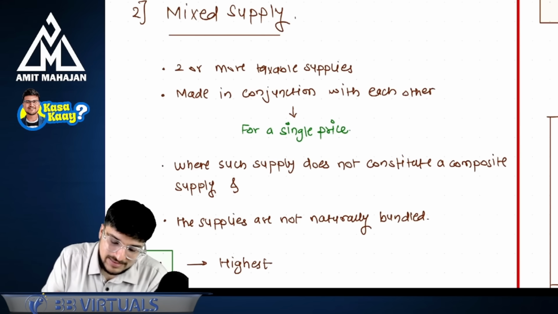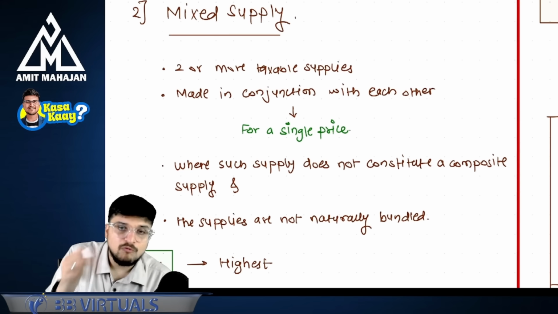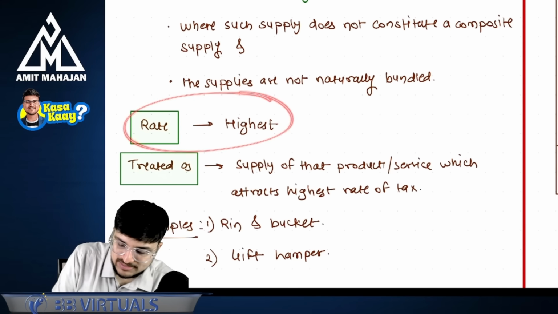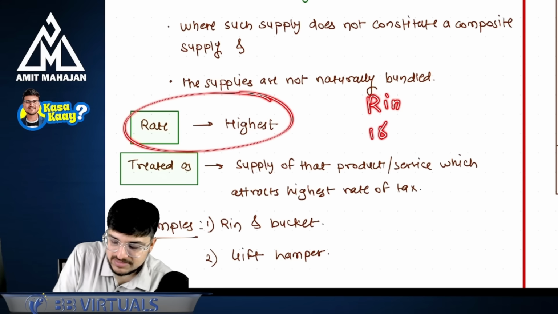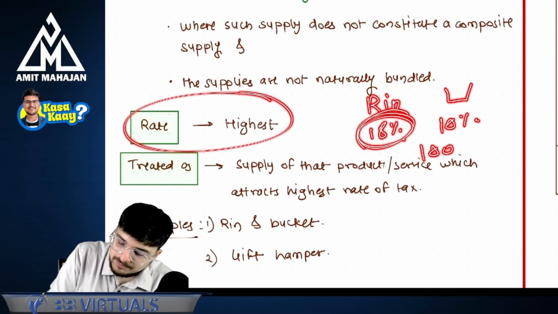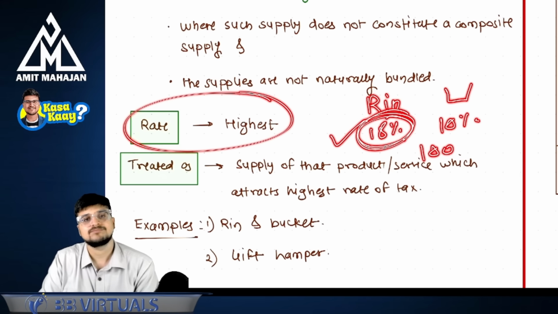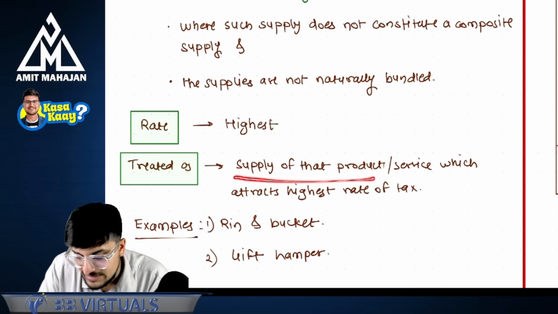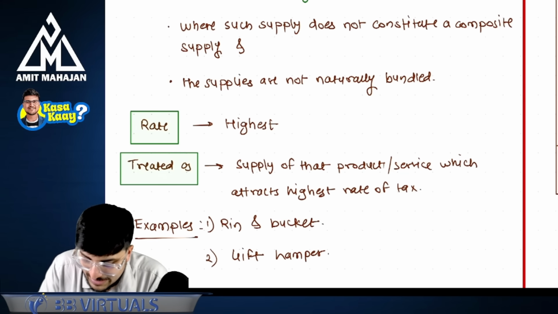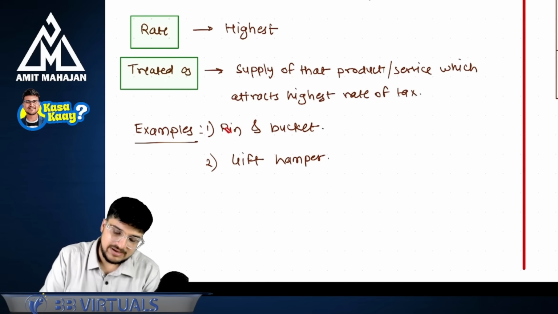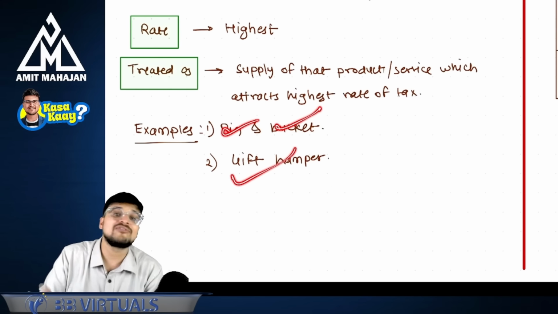Understood? Okay. Then in this case, what will be the tax rate? The highest tax rate will be applicable. So for example, on rin, 18% is there, and on this bucket, 10% is there. Then on 100 rupees, 18% will be applicable. It will be treated as supply of that product or service which attracts the highest rate of tax. So examples are rin and bucket, or gift hamper.